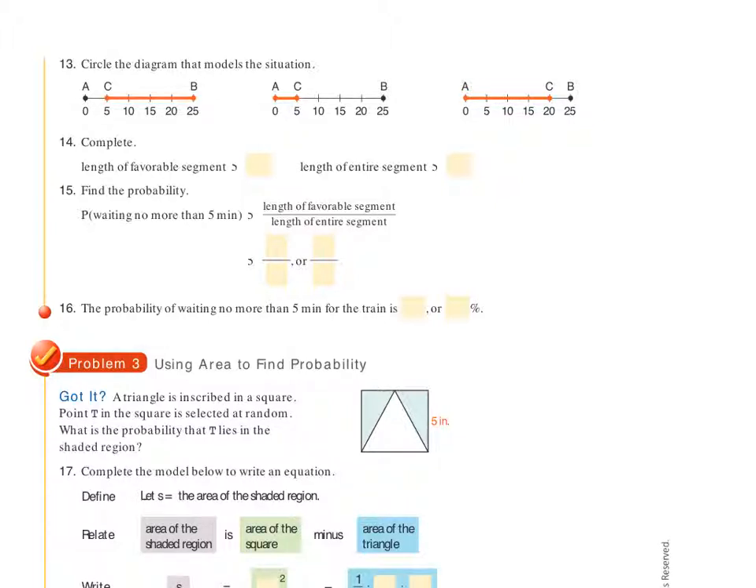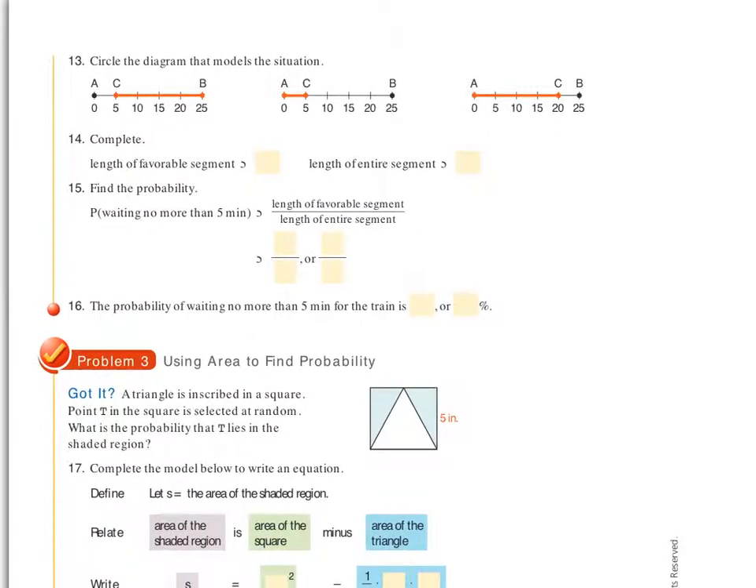Oh, so no, the wrong one. All right, so then on 13, did I miss something? Oh no, okay, just checking. On 13, you're going to circle the diagram that models the situation.